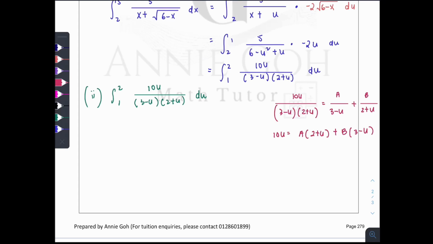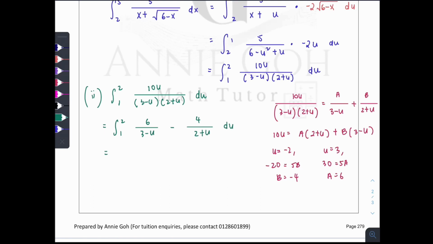Right, so now we just need to substitute u equals negative 2. You should have negative 20 equals 5b, and b equals negative 4. And substituting u equals 3, we will have 30 equals 5a, and a will be equal to 6. So for now, we just need to integrate the partial fractions, which are 6 over 3 minus u minus 4 over 2 plus u.